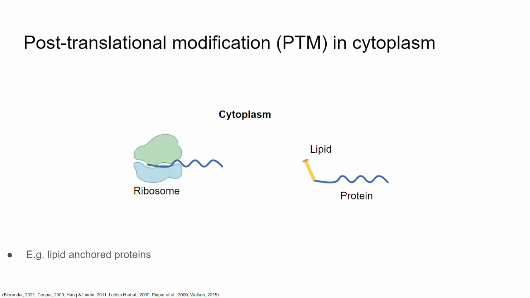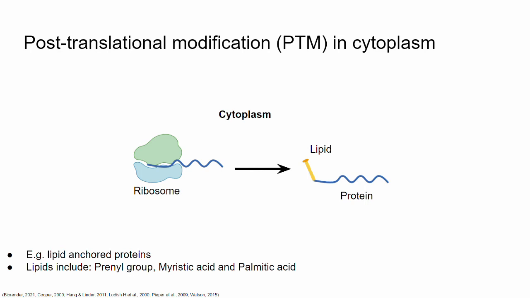Okay, so this is one of the examples for post-translational modification, which happens in the cytoplasm. In this case, the cytoplasmic translation, after the whole protein was translated in the cytoplasm, some lipids were added to this protein. These lipids could be a prenyl group, a myristic acid, or a palmitic acid. All of these could be added to the protein.